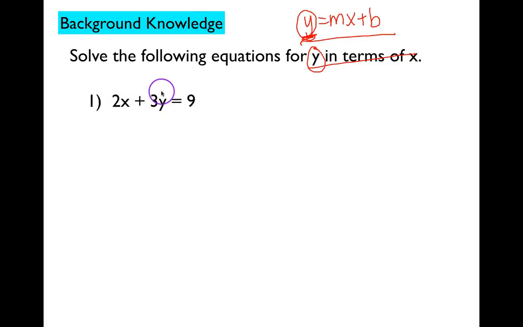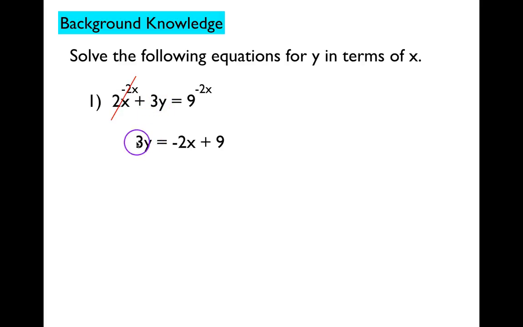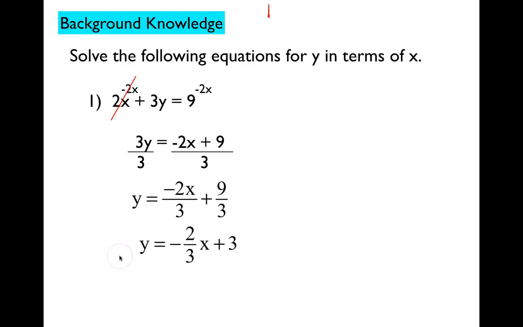So here, in order to isolate y, you're going to have to get rid of the x first by subtracting 2x. And then you're going to get 3y equals negative 2x plus 9. You're going to go ahead and divide both sides by 3, which is going to leave you with y equals negative 2x over 3 plus 9 over 3. So notice each term is being divided by 3. So I'm going to be left with y equals negative 2/3 x plus 3.